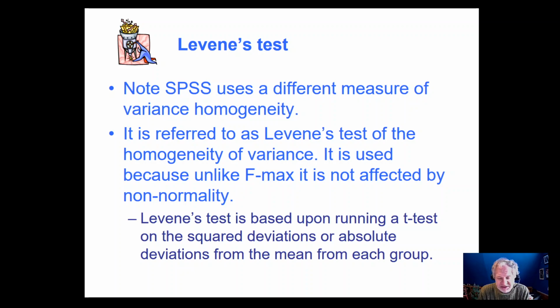The null hypothesis is the variances are the same. The alternate hypothesis is the variances differ. So when I run the test, if I reject the null hypothesis, I then conclude that the variances are not the same. And this you'll see in the output in SPSS.